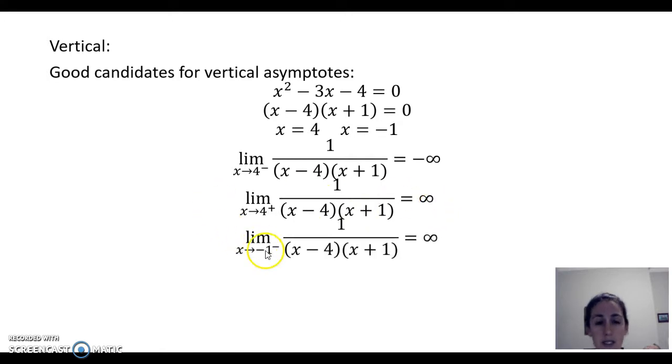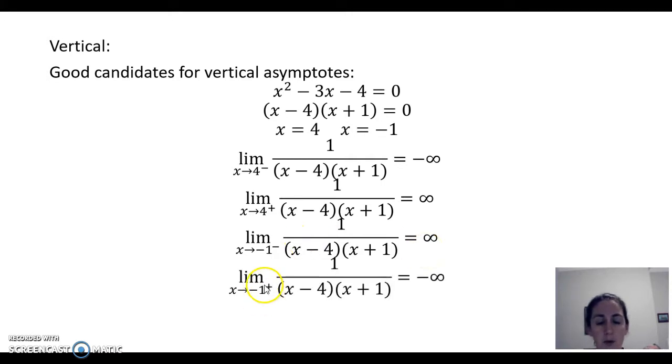The limit as x approaches negative 1 from a little bit less. A number a little less than negative 1, take away 4 is a negative. A number a little less than negative 1 plus 1 gives me a negative. A negative times a negative is a positive. We're shooting to positive infinity.